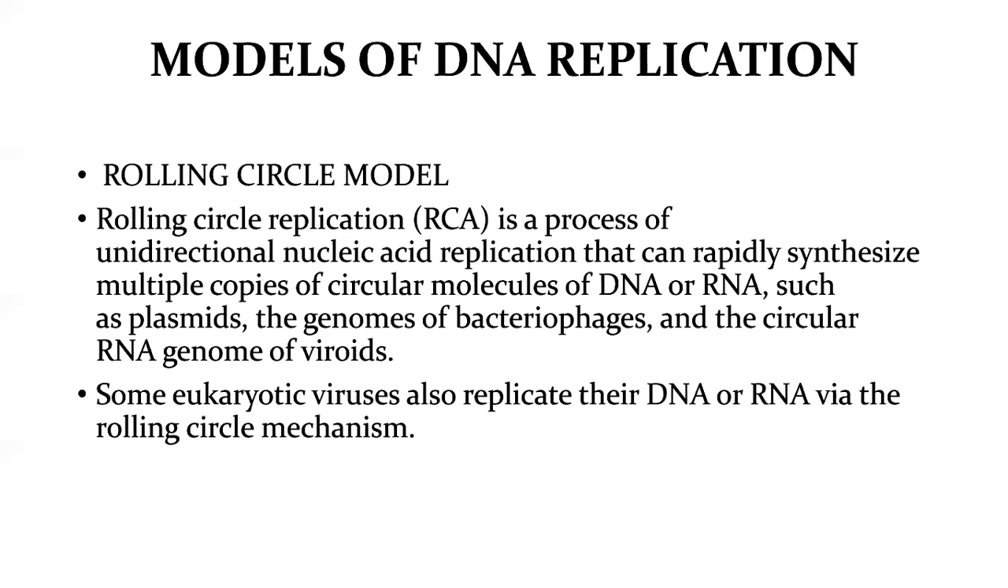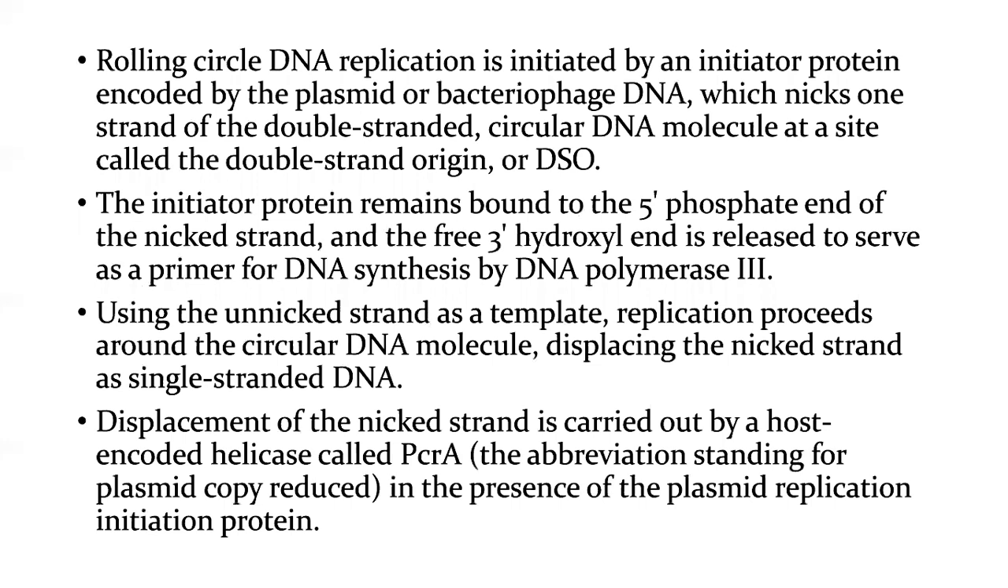The first one is the rolling circle model. Rolling circle replication is a process of unidirectional nucleic acid replication that can rapidly synthesize multiple copies of circular molecules of DNA or RNA, such as plasmids, the genomes of bacteriophages, and the circular RNA genome of viruses. Some eukaryotic viruses also replicate their DNA or RNA via the rolling circle mechanism.